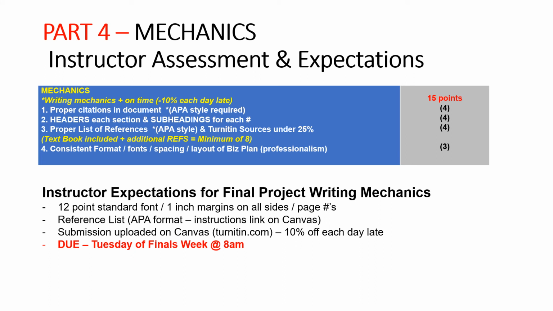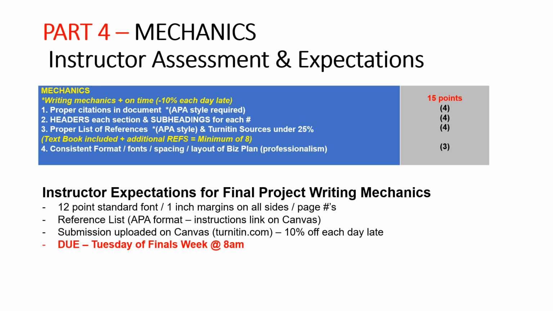Easy 3 points, but again, if you're copying and pasting, just make sure that you find one consistent format and fonts and so forth. Expectations, again: 12-point font, margins, give some page numbers. The reference list needs to be APA format, but again, that should have been covered throughout Canvas. And then last, submission uploaded on Canvas, turn it in. That's a requirement there so that I can check it with Turnitin.